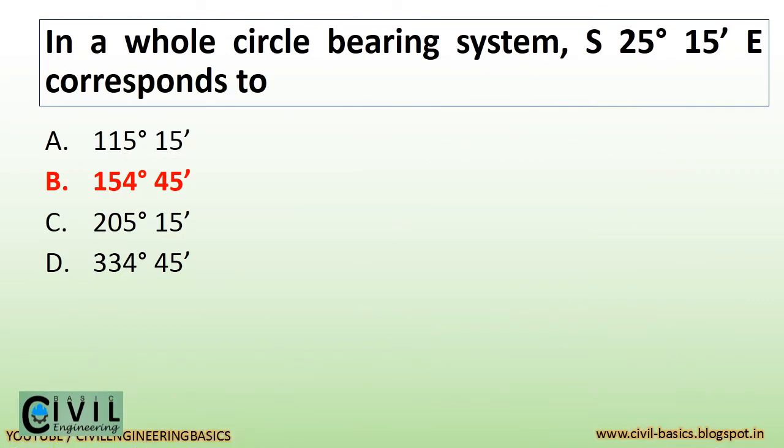In a whole circle bearing system, south 25° 15' east corresponds to 154° 45'.